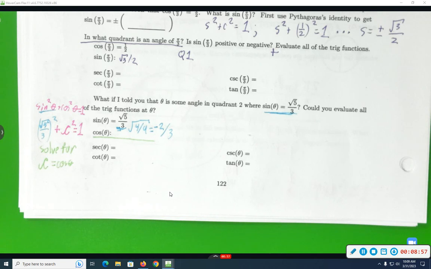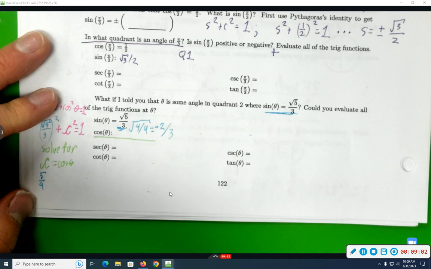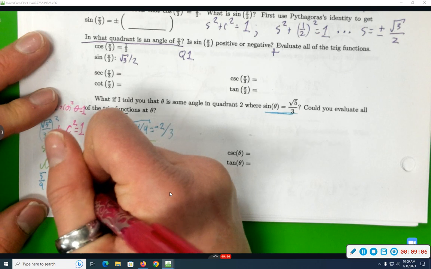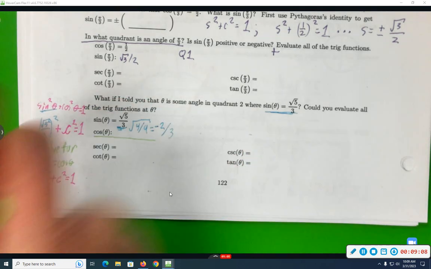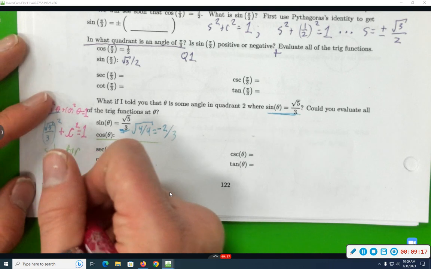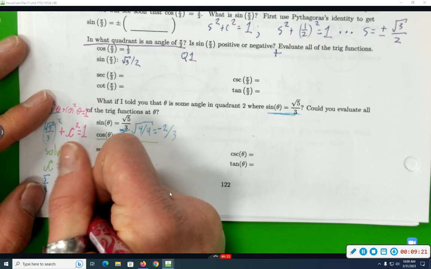Let's simplify where we can. So this will become 5 over 9 plus c squared equals 1. And then subtract that 5 ninths to the other side. What's 1 minus 5 ninths? 4 ninths. So that gives me c squared equals 4 over 9.